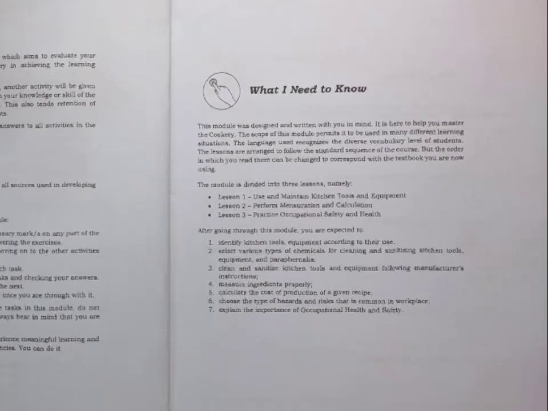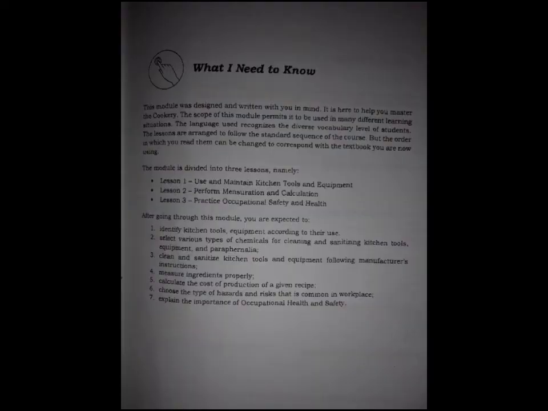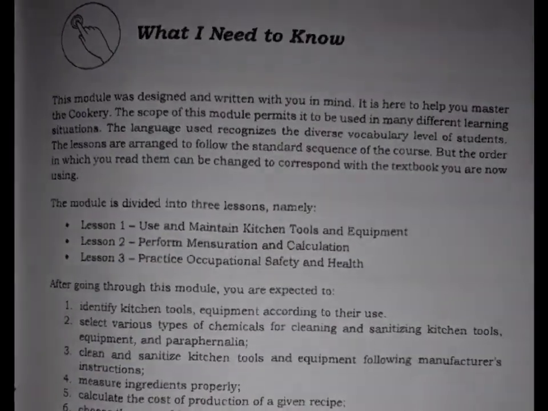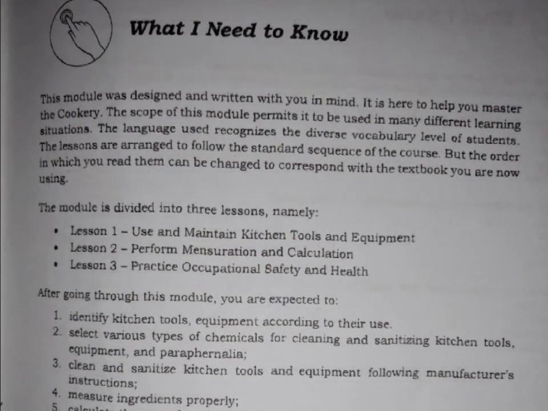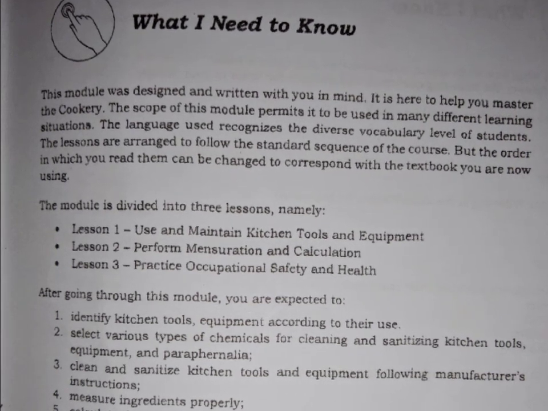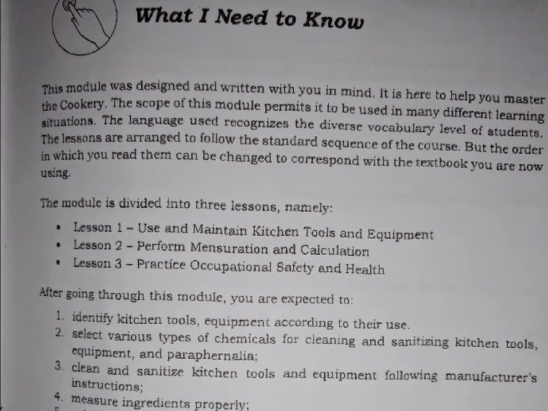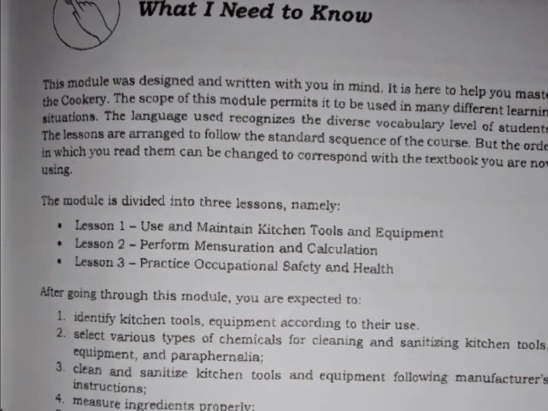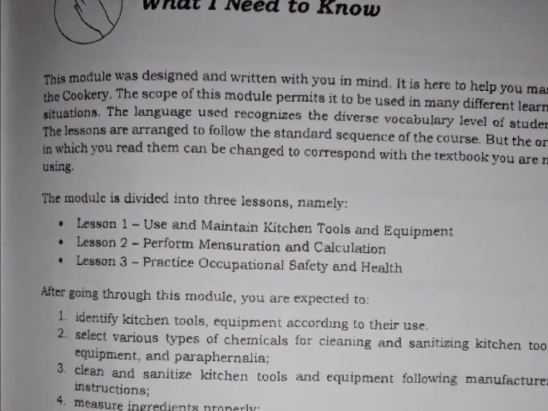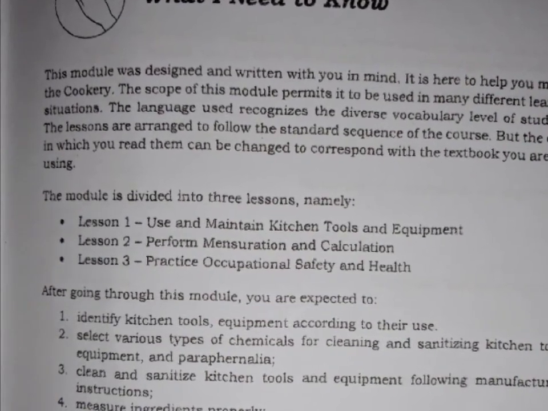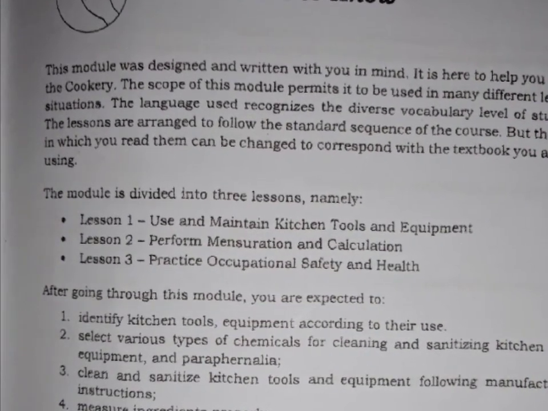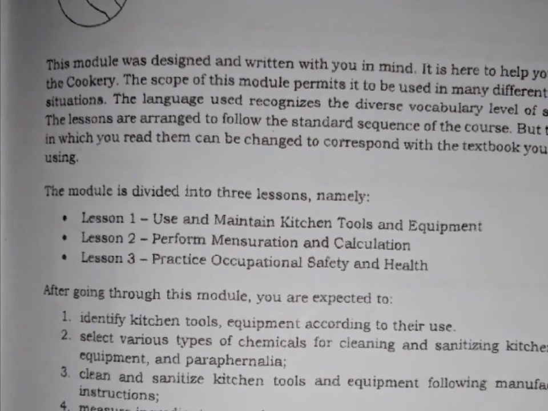In page 1, let me discuss what are the things you need to know in this module. This module was designed and written with you in mind. It is here to help you master the cookery. The scope of this module permits it to be used in many different learning situations. The language used recognizes the diverse vocabulary level of students. The lessons are arranged to follow the standard sequence of the course. But the order in which you read them can be changed to correspond with the textbook you are now using.